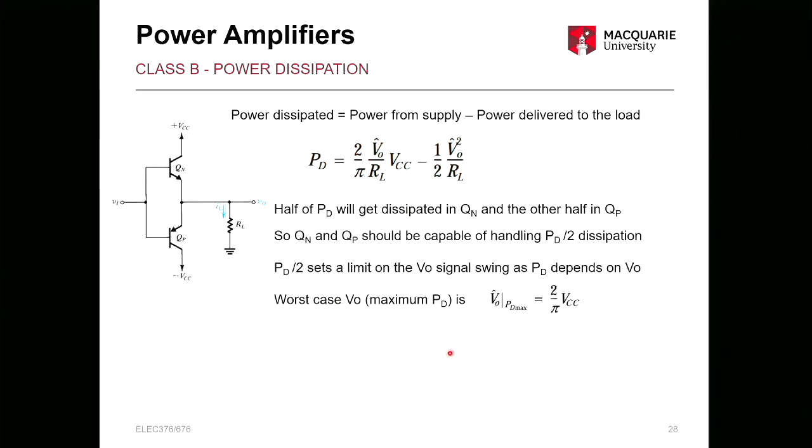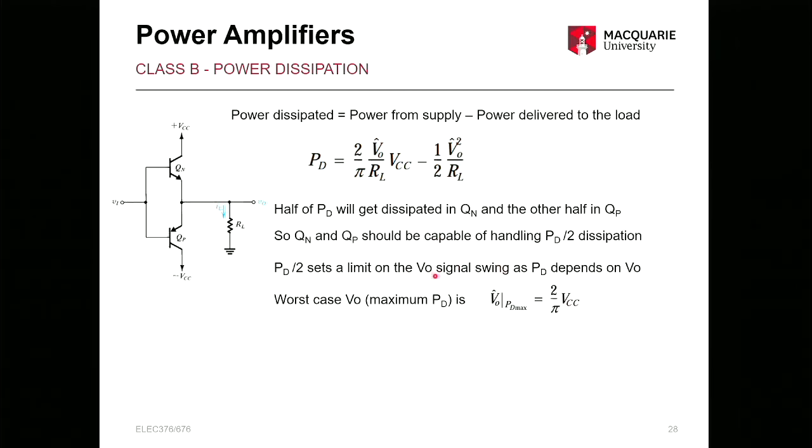If we're talking about the total dissipated power, then of course half of that is going to be dissipated in Qn, the other half in Qp, and therefore you need to make sure you've got transistors that are capable of dissipating half of that total PD. And that's something you can get off your data sheet, and that's when you're designing your circuit, you can see how much power they can dissipate.